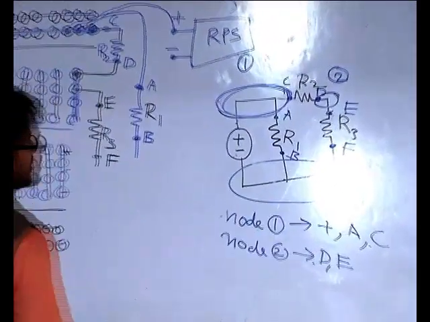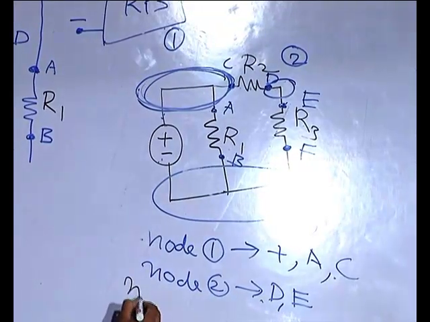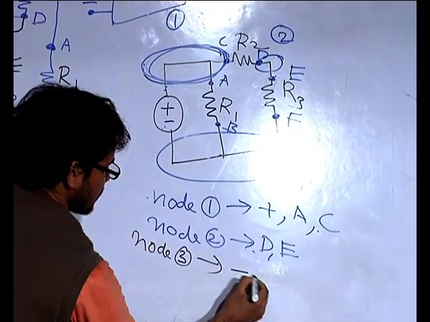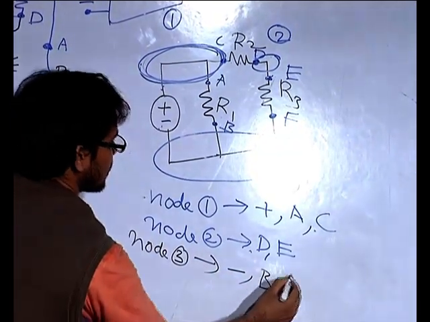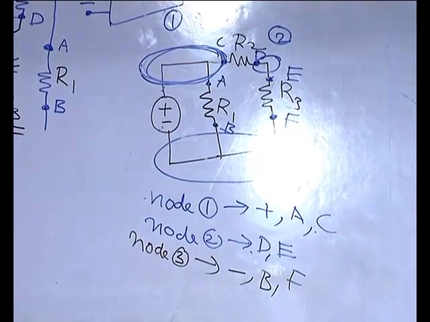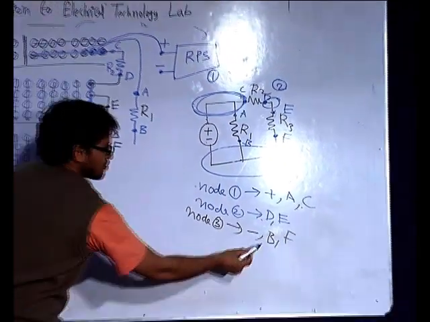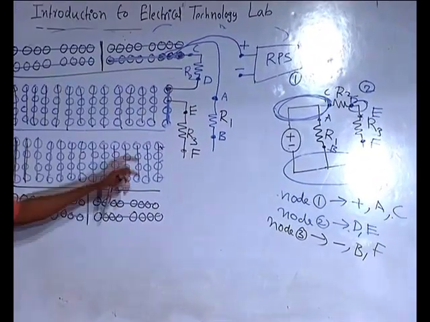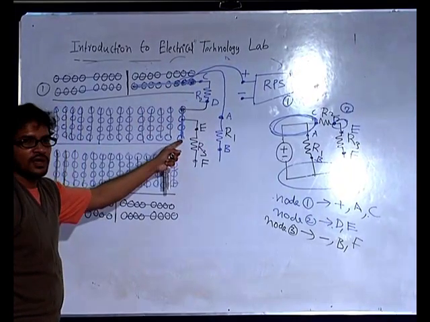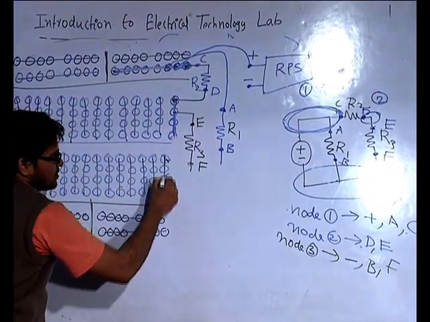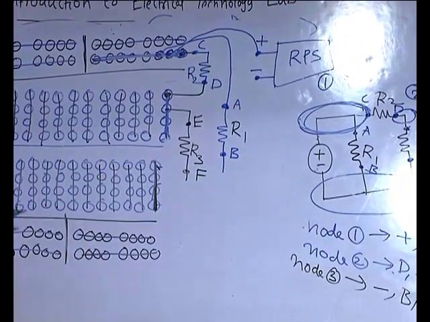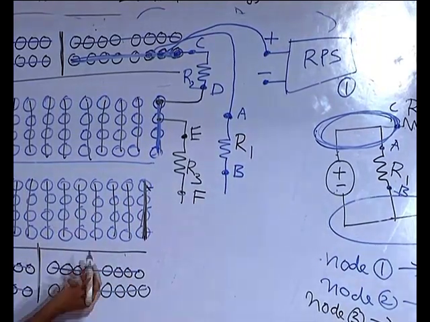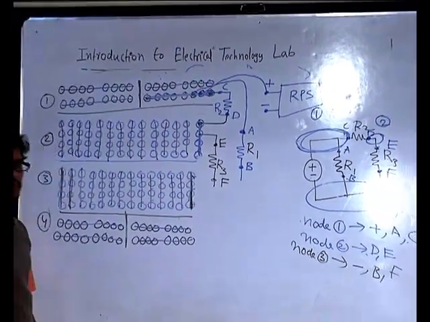So at node number 3 I have 3 terminals, that is negative, V, and F. You have 3 terminals: negative, V, F. So first let me choose a third node here. I have taken this as first node, this as second node, and I will take this as the third node. It's my choice, I can take this also as third node or this also. Any one node out of all these nodes you can choose as a third node.